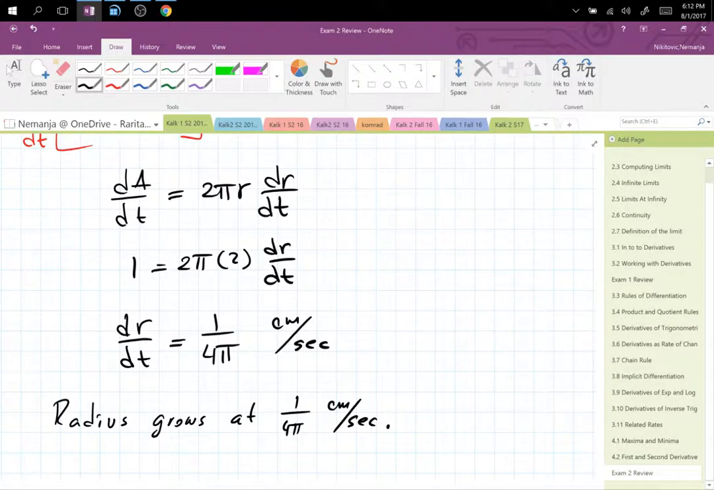Where did the 1 come from? Is that the initial radius? They gave us that in the text. The first sentence says that the area is increasing by 1 centimeter squared. So that was given in the text.